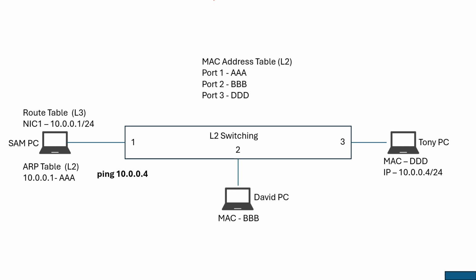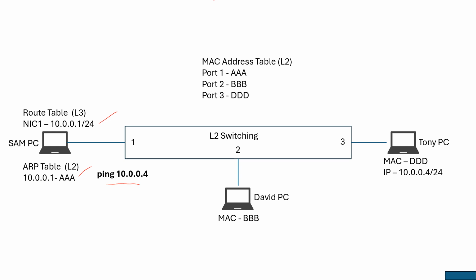Let's have a look at Sam's PC. Sam's PC basically has an IP address of 10.0.0.1 and a MAC address of AAA. So there is a route table, which is an L3 table, and an ARP table, which is an L2 table. Similarly, Tony's and David's PC will also have their respective MAC and IP addresses in their respective route and ARP table.